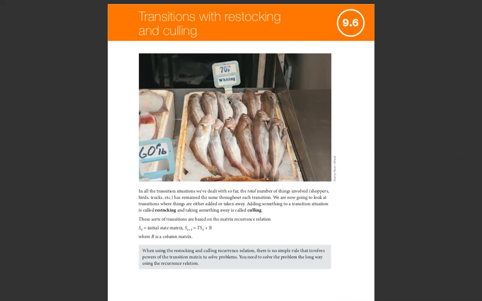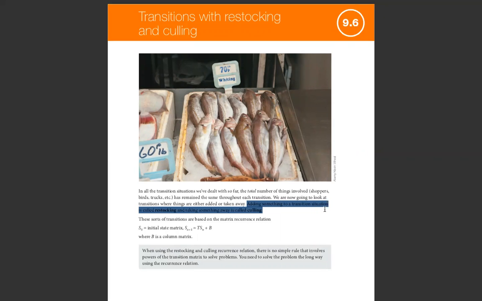So what are transition diagrams? What are transition matrices? Transition matrices we can use to predict a situation, right? As you can see here in 9.6, we are going to use the transition matrix with restocking and culling. Restocking means adding something down the track, culling is when we are removing something. So adding something to a transition situation is called restocking, and taking something away is culling.